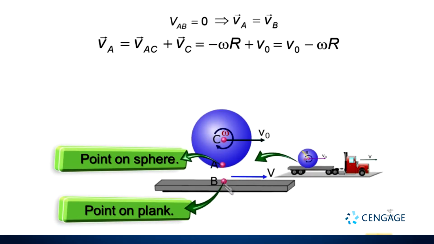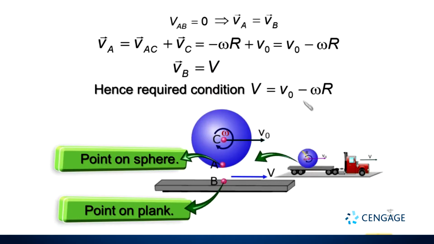If we observe this point, B point, it is situated on the plank. Plank is moving with the velocity capital V. So we can write VB equal to capital V, and it should be with positive sign. Now as we discussed here, VA equal to VB, because there is no relative sliding between these 2 points. So here we can equate this equation with this equation. This is the required condition of the pure rolling of the sphere on the track.